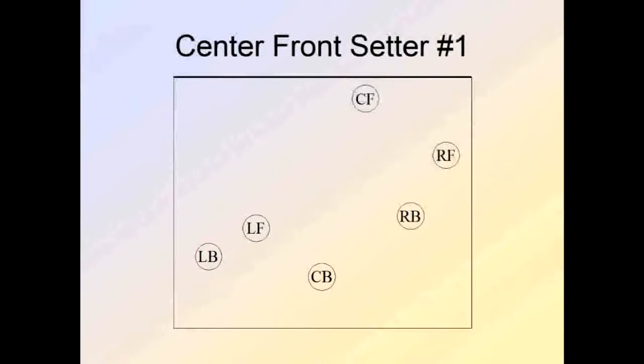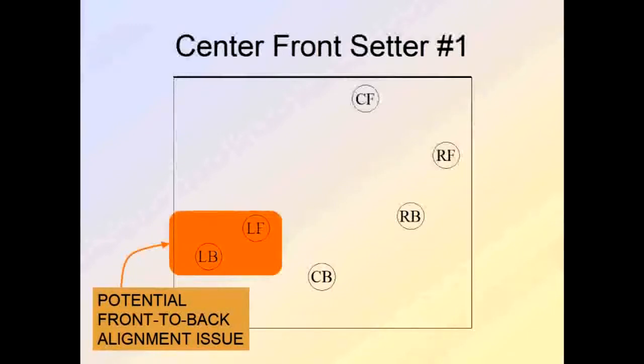In this center front position where the setter is located, there is a potential front to back alignment issue with the left back and the left front. The left front clearly must be in front of the left back player in order to alleviate any alignment issue here. As you can see, the left back, left front, center back, and right back are all players in the main passing scheme of the center front setter.